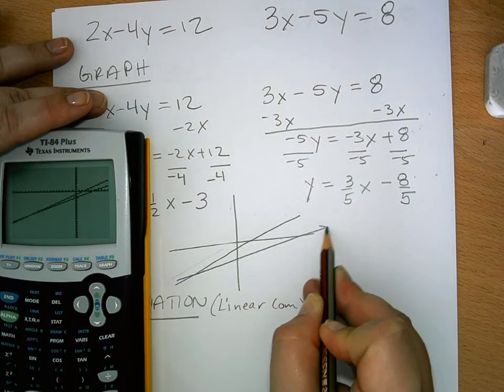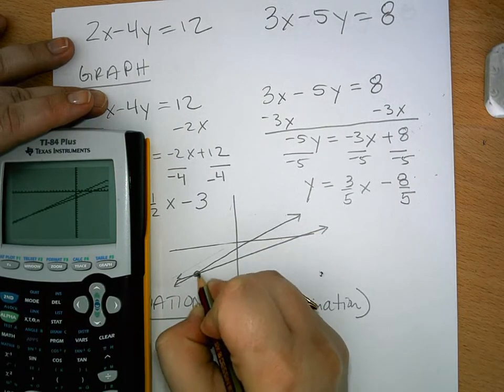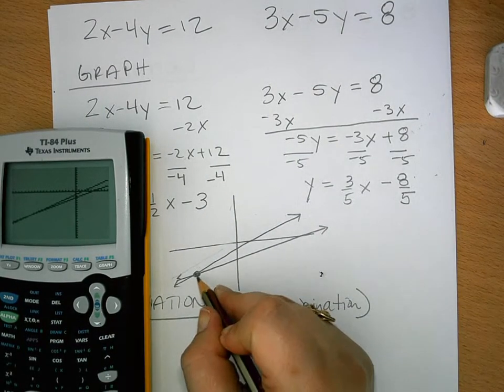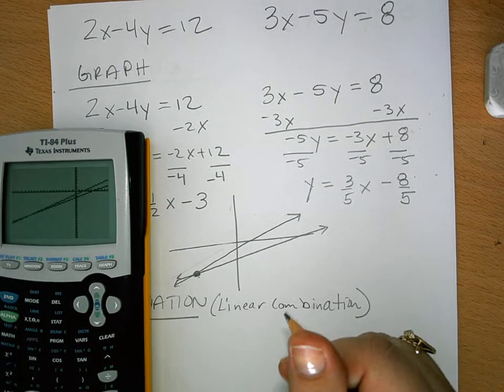All right, well, that's not the prettiest, but at least your solution looks like it should be in the right spot. So go ahead and put in a coordinate where that solution should be. We'll be able to actually label it with an ordered pair in just a moment.